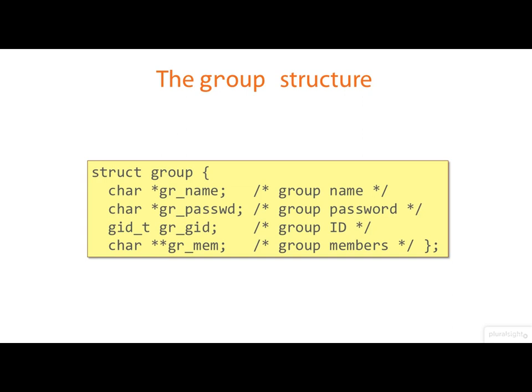So what does the group structure look like? Well, here it is. It basically parallels the fields of the /etc/group file. We have the group name, the group password, which I don't think anybody uses these days, the numeric group ID, and then finally a list of group members. I know this char star star data type tends to put some people off. Basically, if you think of it as being a list of strings, that's really what it is. It's a list of strings naming the users who are members of that group.